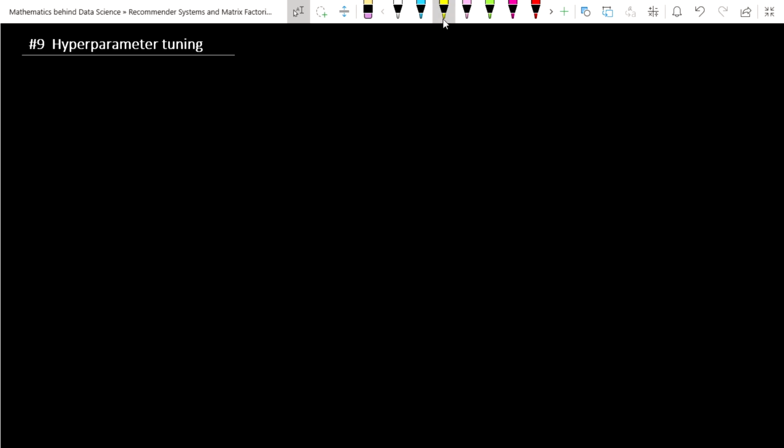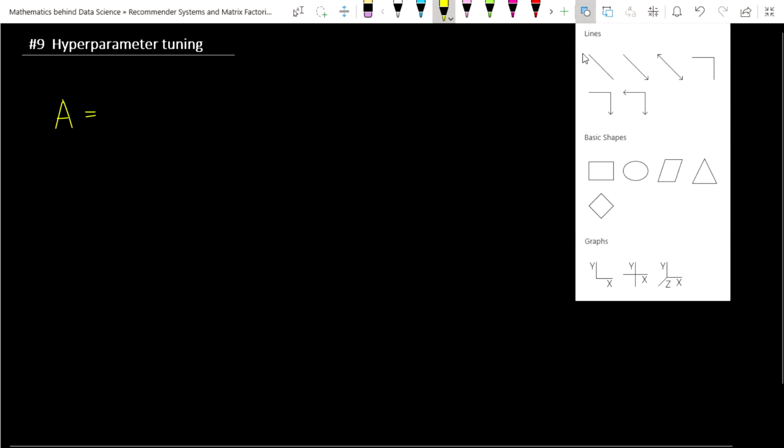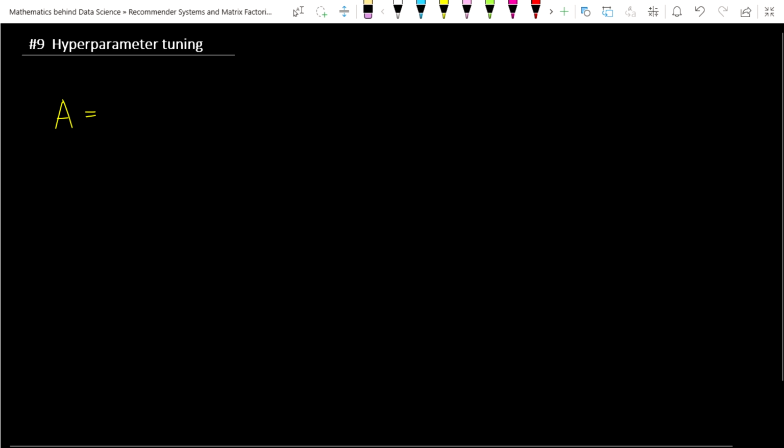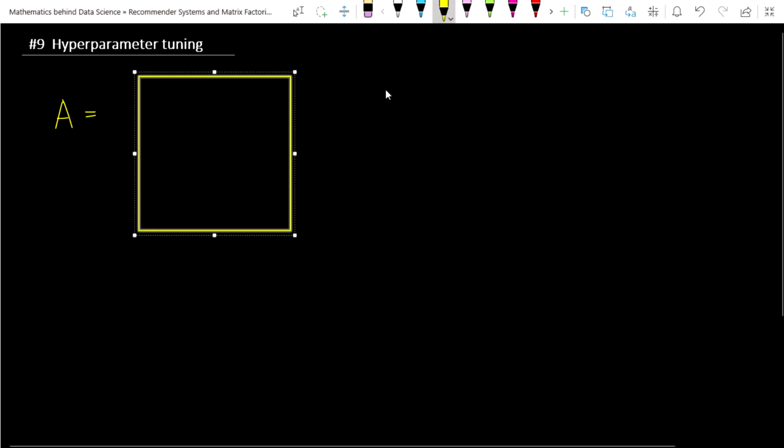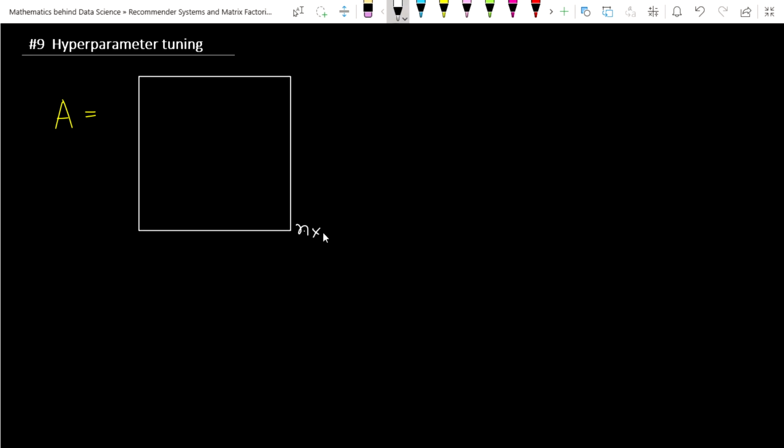So what is the hyperparameter here? Till now we have seen the recommender matrix that we have built, A. The dimension of this matrix, in general, is n cross m. This n is responsible for the number of users.